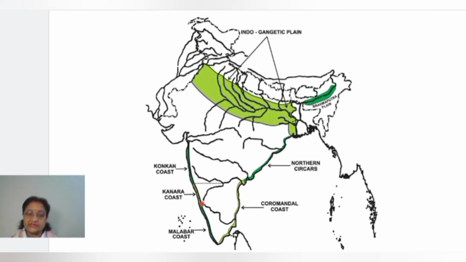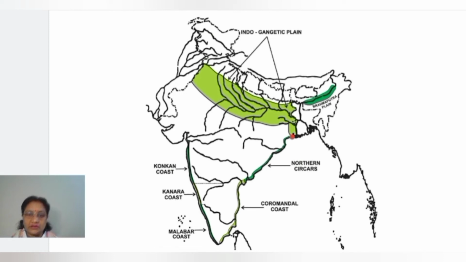And after this, the next one is the Malabar Coast. Malabar starts from here and it extends till Kanyakumari, the southernmost tip of the Indian mainland. Clear? So this is the Malabar Coast. Clear, children? Now come to the eastern side.